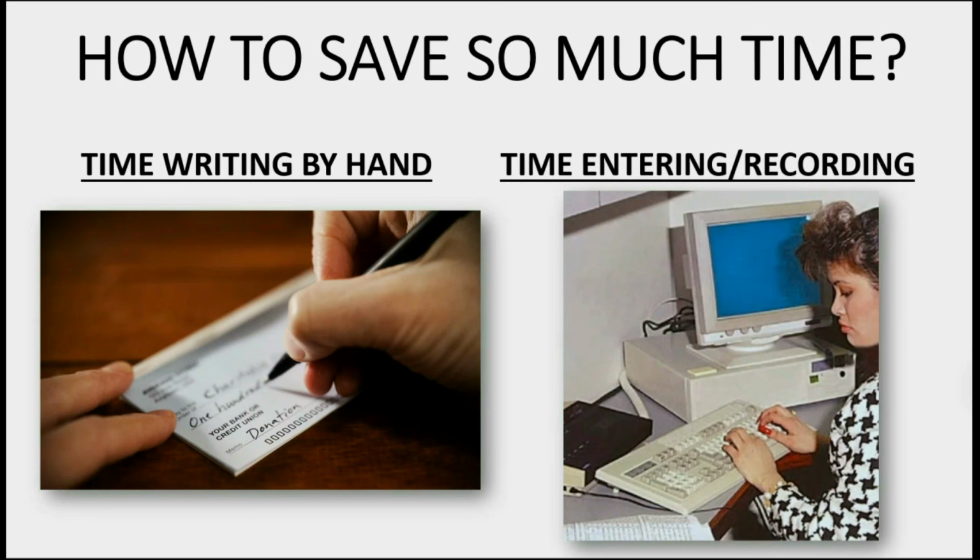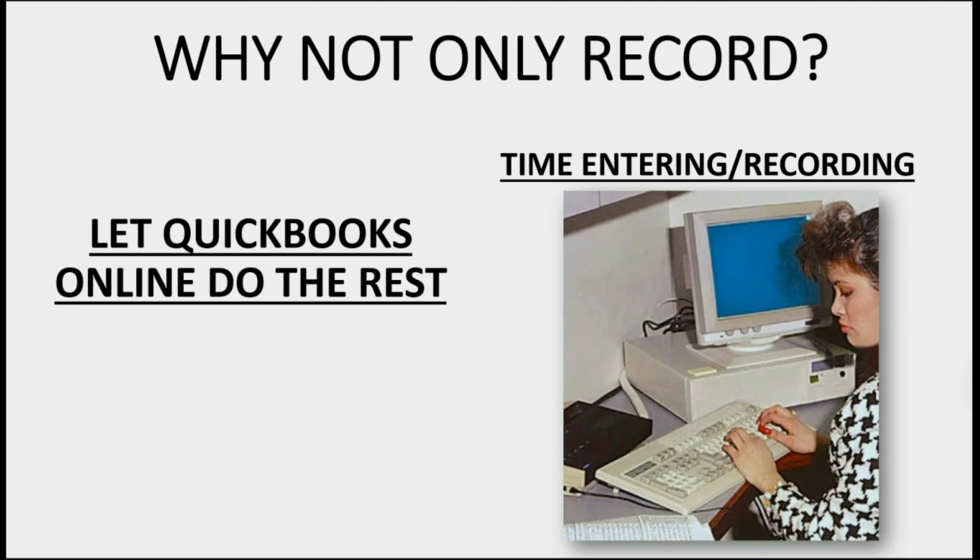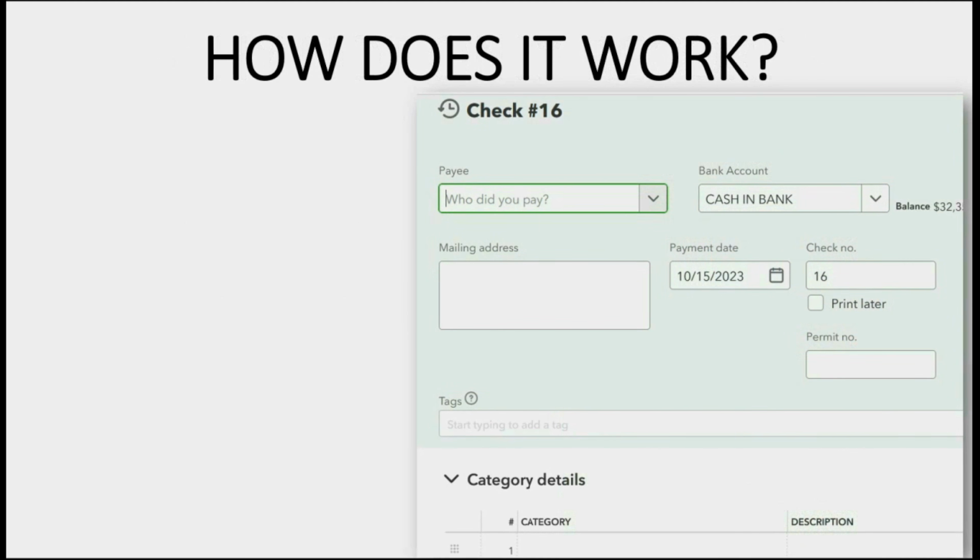Then you take more time to enter it into the computer. But wouldn't it be great if you only had to record it into the computer and let QuickBooks do the rest of the work? So if you had 500 or 1,000 checks each week, you would save several hours of physical work if you printed it from QuickBooks Online. But physically, how does it work?